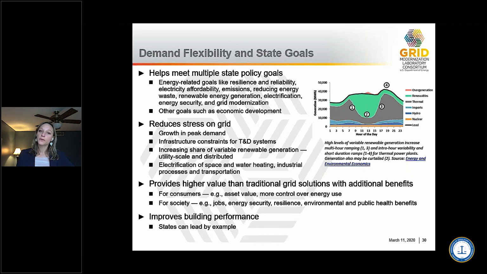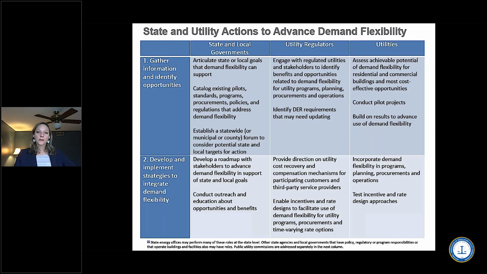They can provide higher value than traditional grid solutions with additional benefits for both consumers and society. They can improve building performance through improved equipment functionality and performance. We can go on to the next slide.